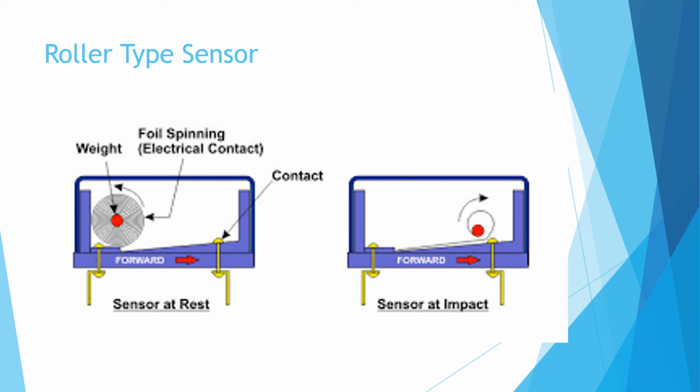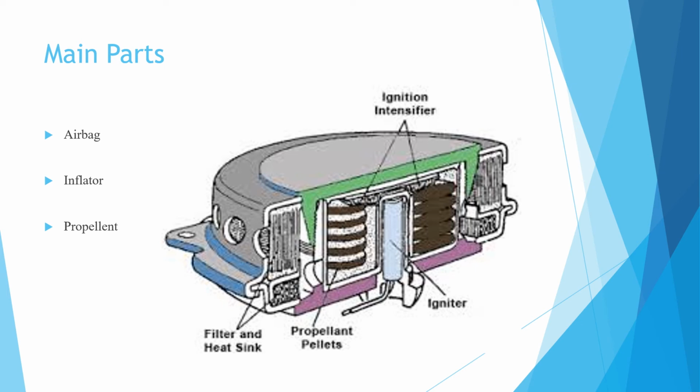Main parts. Basically, the main parts of the airbag are, first one is the airbag, second one is the inflator, and the third one is the propellant. In this figure, this is the igniter or inflator, ignition. This is the ignition intensifier, this is the propellant pellets, and this is a filter and heat sink. So students, these are the three main parts of the airbag.